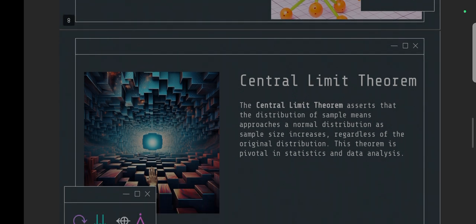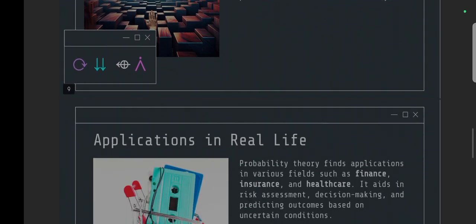Central limit theorem. The central limit theorem asserts that the distribution of sample means approaches a normal distribution as sample size increases, regardless of the original distribution. This theorem is pivotal in statistics and data analytics.